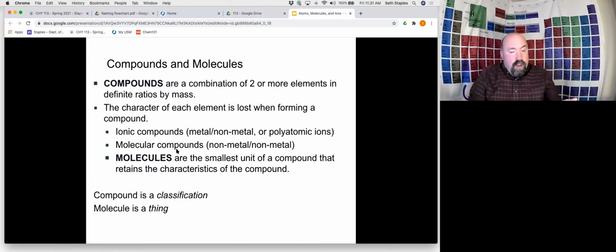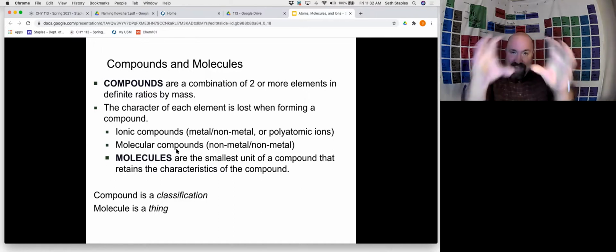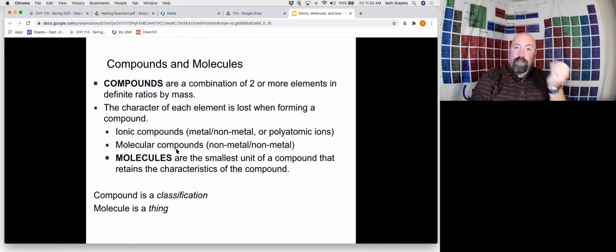And so again, ionic compounds: metal and non-metal, or a polyatomic ion in there. Molecular or covalent compounds: two or more non-metals. When we use the word molecule, what we're talking about is the smallest unit of a compound that still retains the characteristics of that compound. In other words, a molecule is an actual thing. When we say we're talking about a water molecule or a group of water molecules, we're talking about the actual physical molecule itself. We're talking about an oxygen with two hydrogens, and it's the actual water molecule, a tangible thing.